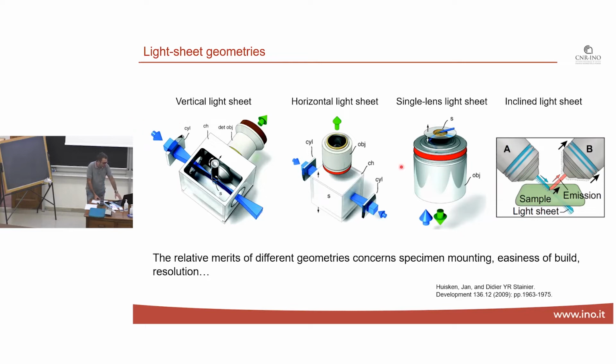Several geometries are possible. One geometry that we also use, and I will show you later, is this geometry where the objectives are tilted. That has some advantages, but also creates some problems in the processing part, because here the reference frame of the objective is not the same as the sample, so you have to manipulate the data, as I will show you later.